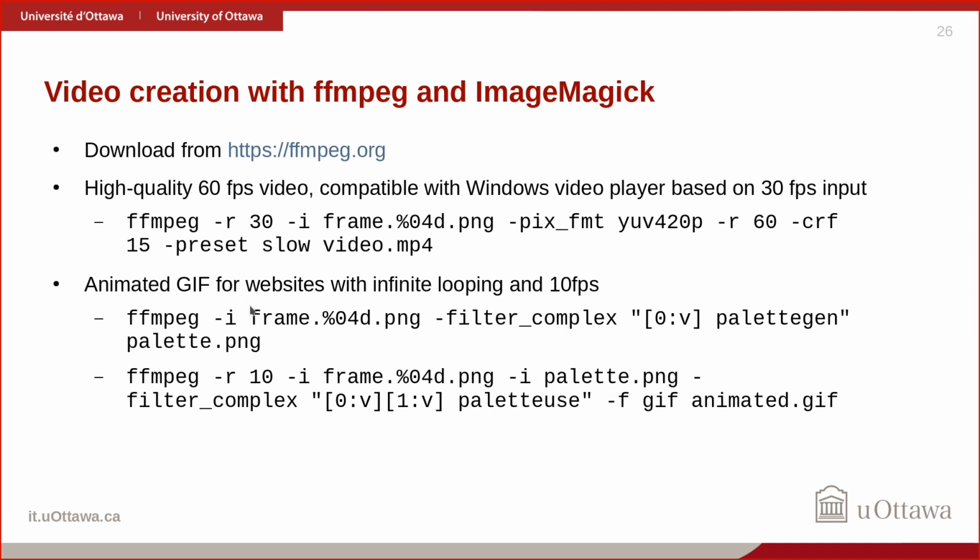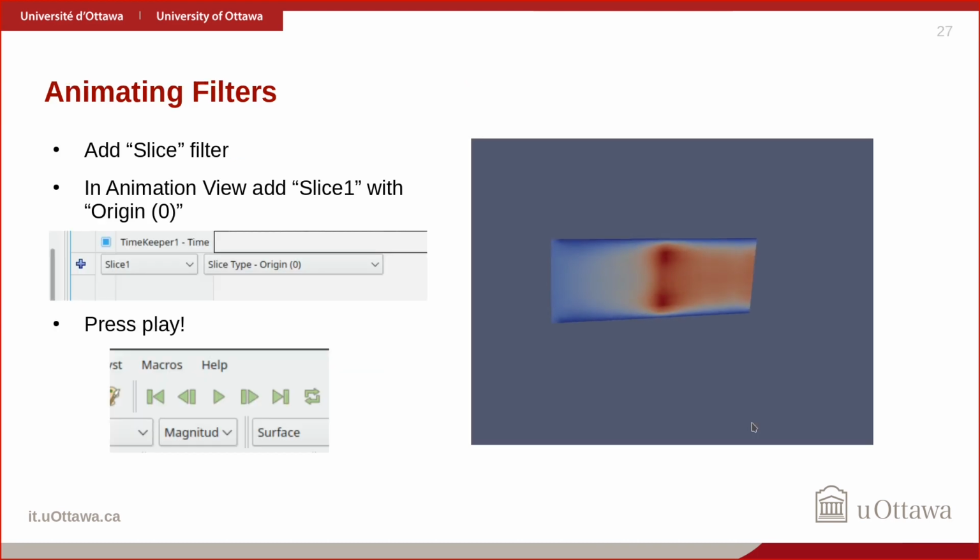For making animated GIFs, you have to do these two lines in succession. The first one extracts the palette, because GIFs can only have 256 colors, so you have to pick the right colors to make the best picture. That's what the first line does. And then the second line actually makes the animated GIF for you. So that's something that we're going to try now to animate.